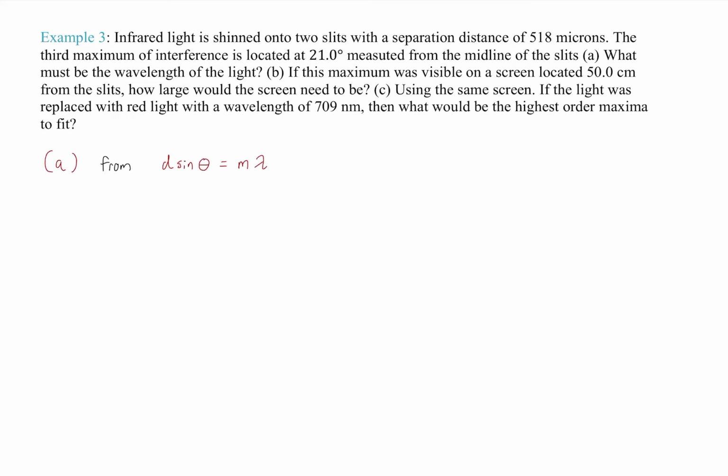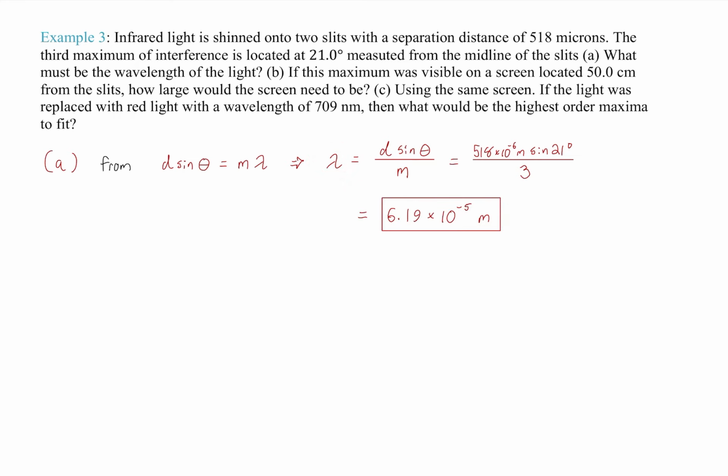So here we're going to start with the formula that doesn't use the small angle approximation, and we're going to solve for lambda. We do that, and we get 6.19 times 10 to the negative 5 meters. So much longer than the wavelengths for visible light, because it is, after all, infrared. Infrared can be up to fractions of a millimeter long.